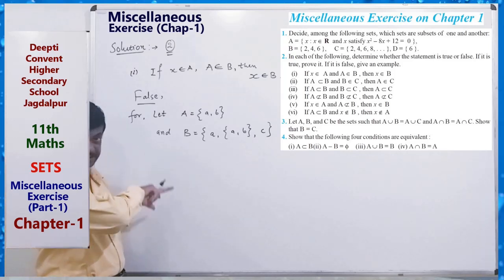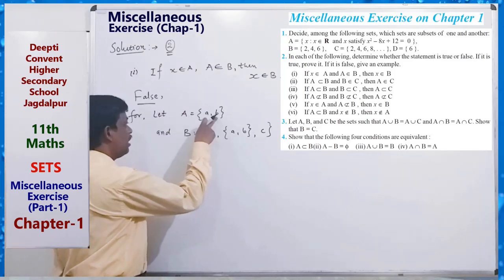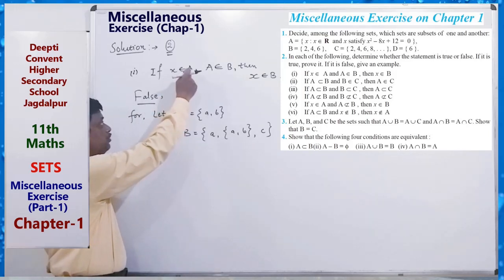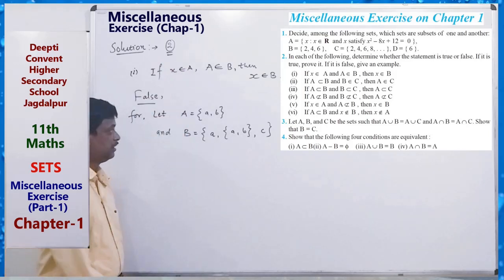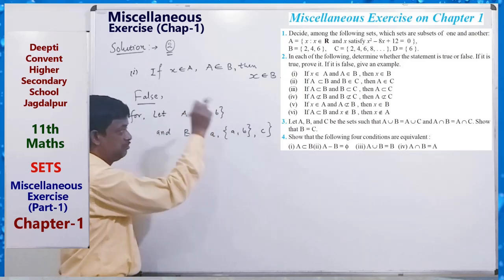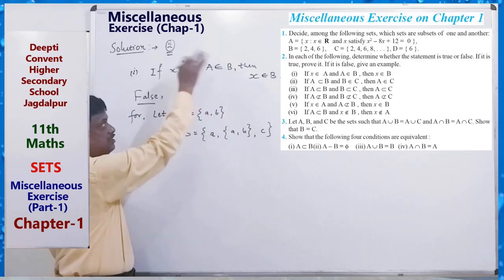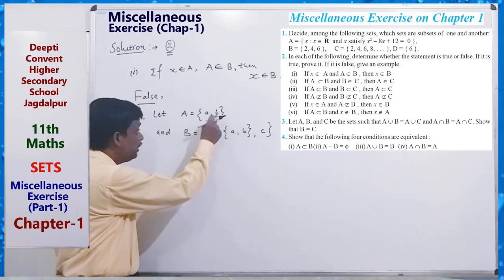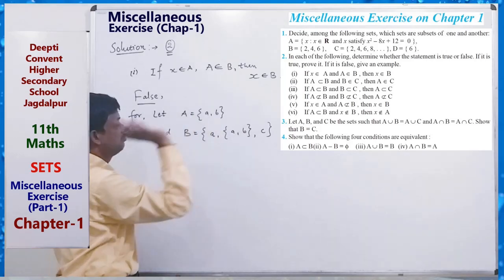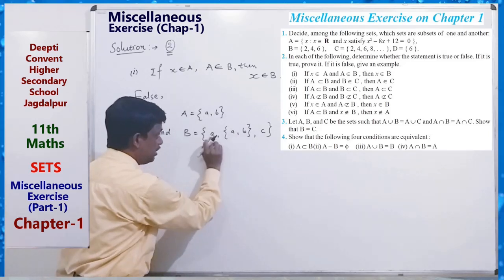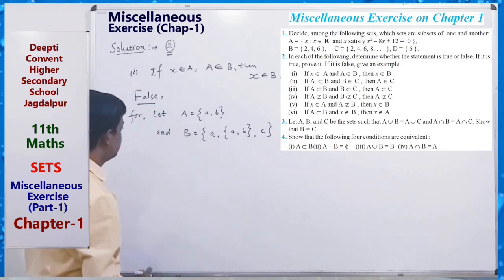Here we see that b belongs to A, and A belongs to B. It is also right. But b does not belong to B. Here b is a single element. Here A and c only.